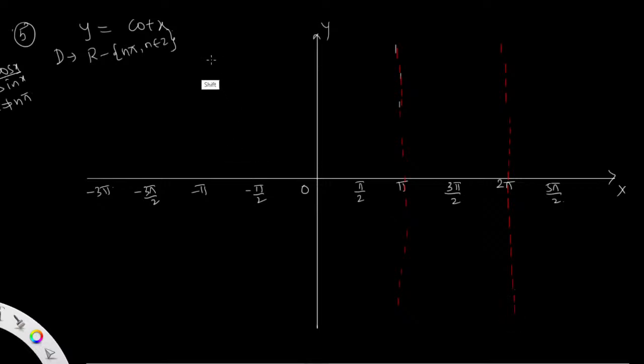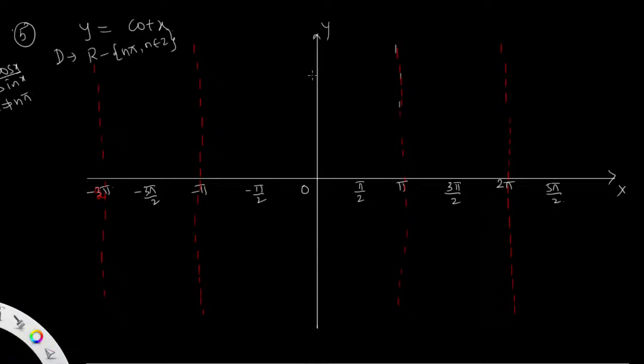And similarly this is minus pi, and this is minus 2 pi. Here we can draw 2 pi only. Why? Because cot pi is 0, cot 2 pi is 0, cot of minus pi is 0, cot of minus 2 pi is 0. Those are the imaginary lines.